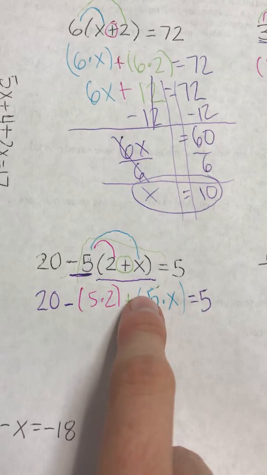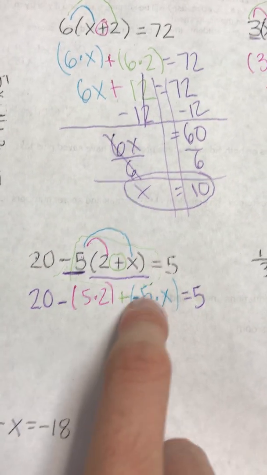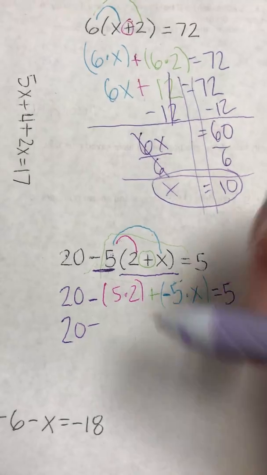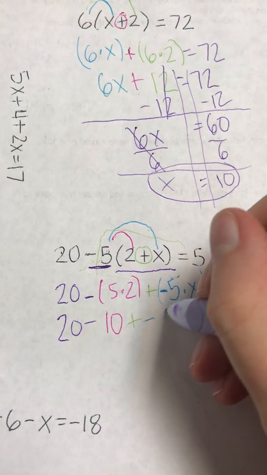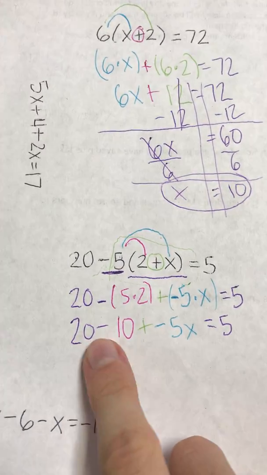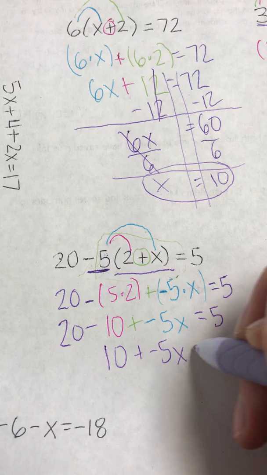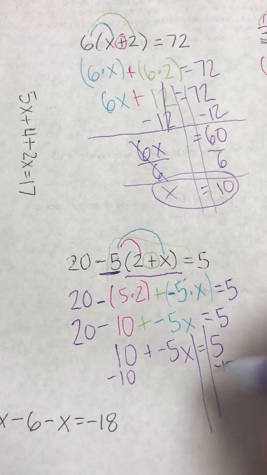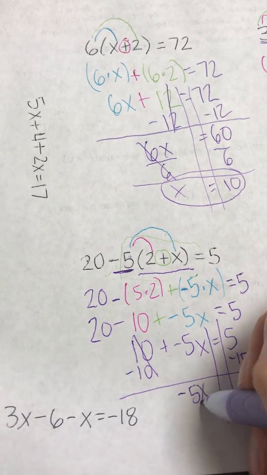This is subtracted, the 5 is being subtracted, and the x is positive, so negative times positive, we're gonna get a negative 5. Okay, so now we go through and we simplify. 20 minus 5 times 2 is 10, plus negative 5 times x, negative 5x, and then equals 5. Then we can simplify. So I have 20 minus 10, 10 plus negative 5x equals 5. Now I simplify. Positive 10, the opposite is minus 10, cancels. I'm left with a plus negative 5, so I just write the negative 5x.